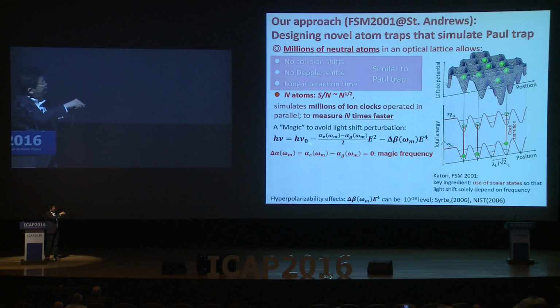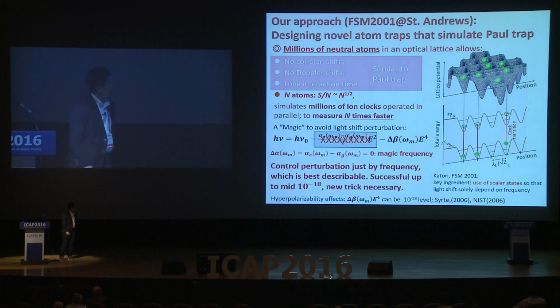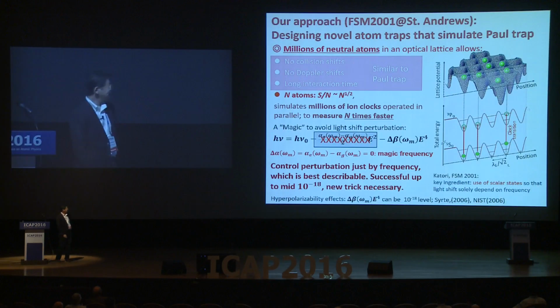By canceling out the light shift in the ground state and excited state, we can realize nearly perturbation-free atomic frequency measurement. But in the last part of my talk, I will mention that this kind of very simple-minded strategy is not good enough to reach 1 times 10 to the minus 18 or below. A new trick is necessary.